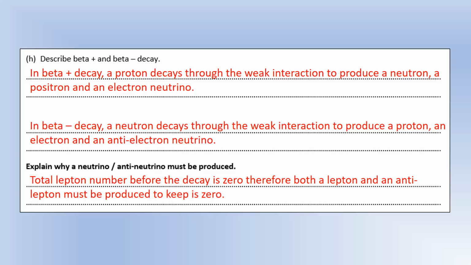But the rule you then designed to make the equations work is saying that lepton number must be obeyed. So if you're producing a positron, you need a neutrino because that cancels out the lepton number. If you're making an electron, you need an anti-electron neutrino, again, cancels out the lepton number.